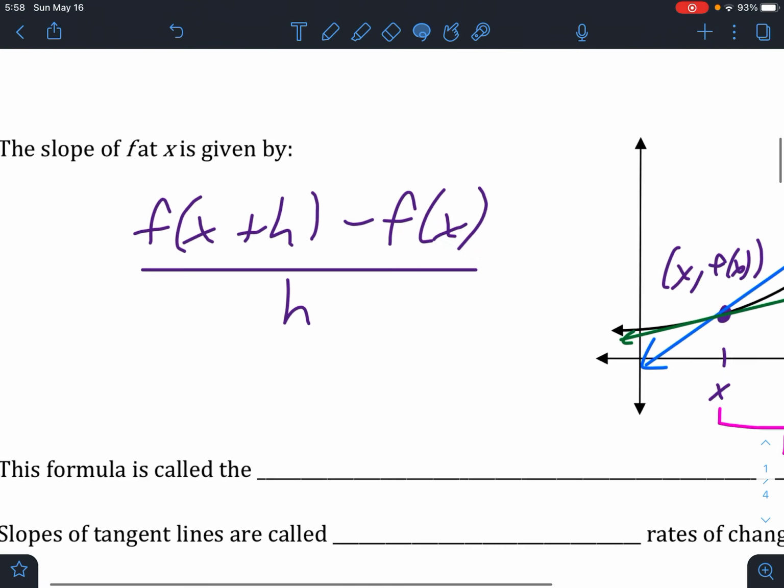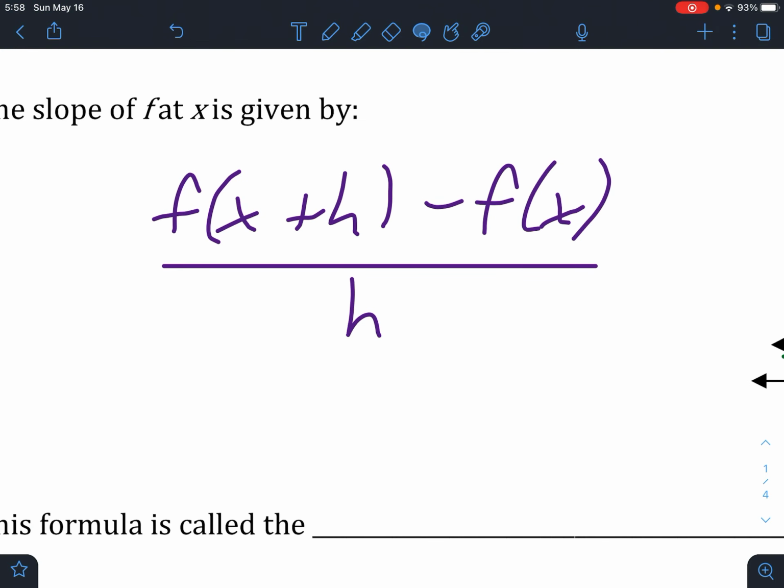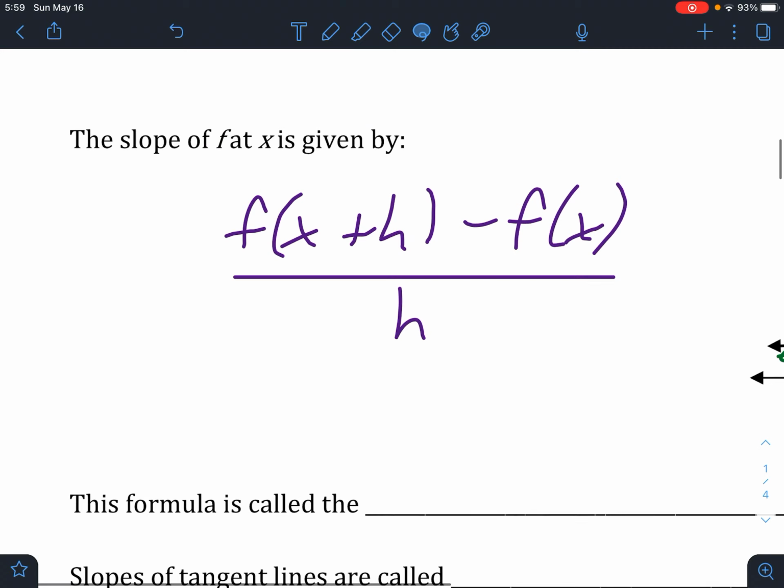Okay, so what we want to do here is we want to make h disappear. The problem is we can't make h 0, because if you make h 0, well, we'll have a math problem where we can't divide by 0. So what we're going to do is take a limit as h gets closer and closer and closer to 0, but never actually gets to 0. And that is how we find the slope of a function at a given point.